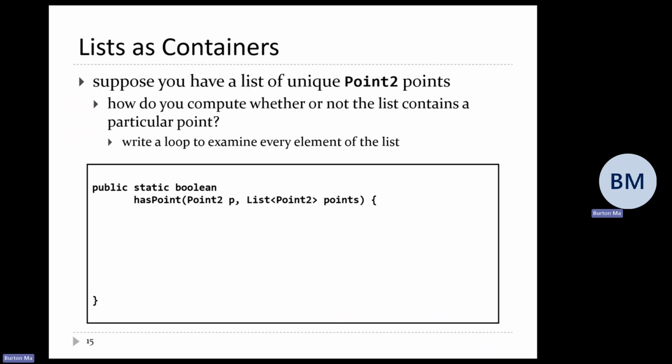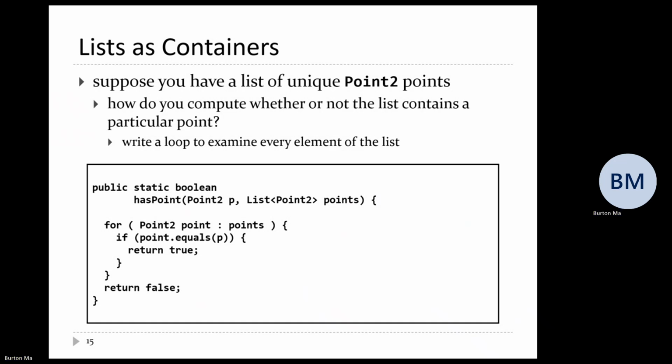How do you write it? Well, you just write a loop. For each point in the points, if the point equals P, notice that we're using equals now, because we've overridden equals, we can return true. We found a point that's equal to the one we're looking for. After you process all the points, you know the result is false. We looked at all the points in the list and didn't find one equal to P, so you can return false after the loop.